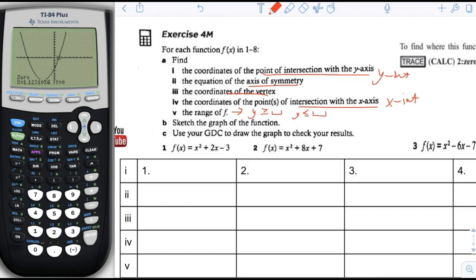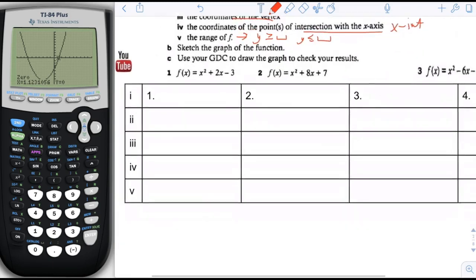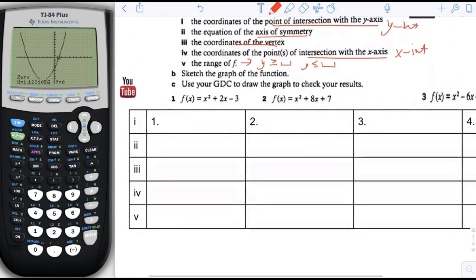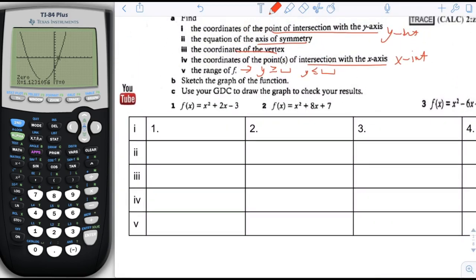Sketch the graph of the function, which we'll do on the next page, and use your GDC to draw the graph to check your results. We'll do that on the next page, okay? All right, so let's look at number 1, x squared plus 2x minus 3. So as usual, the first thing we're going to do is program it into the calculator.